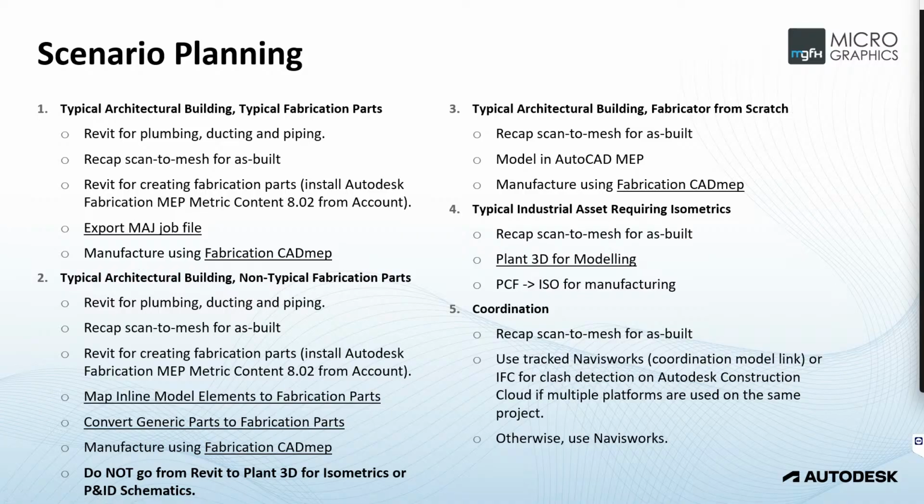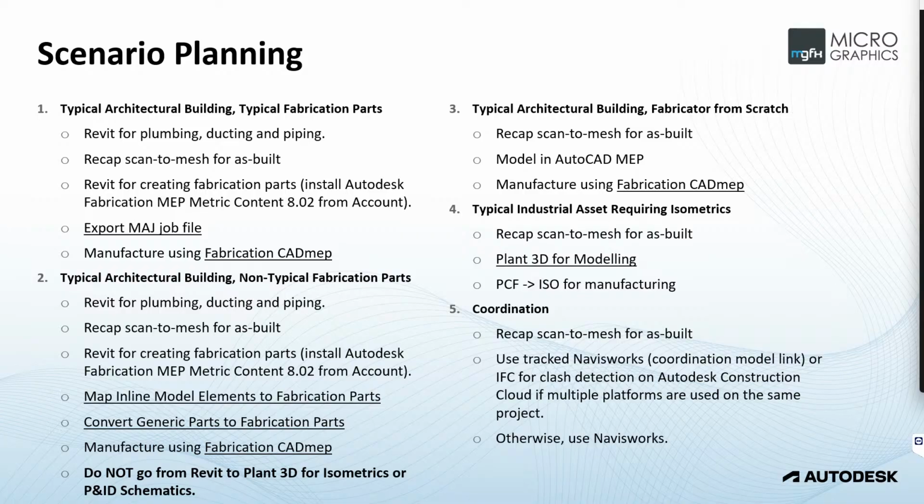I think this is also important to understand in the overall scheme of things. When should you do what and use what? All right, so on a typical architectural building, we would say use Revit for plumbing, ducting and piping. Then use reality capture to scan to mesh and for as-builts. Then you can always clash detect them, like we mentioned. You want to have a record of what the building actually looks like as opposed to the design.